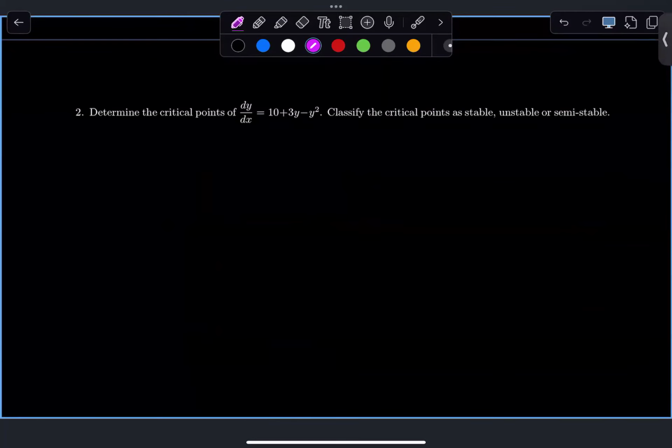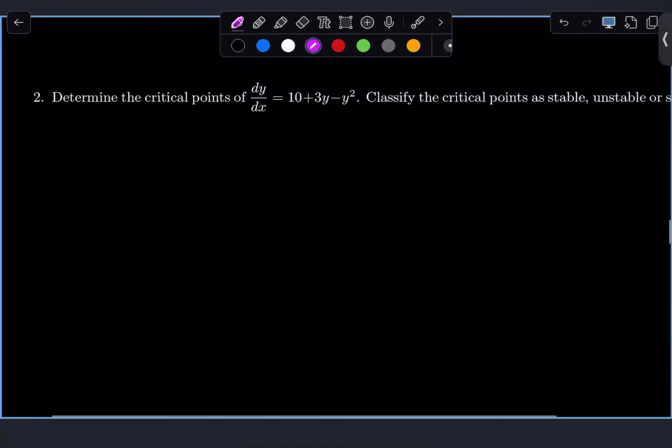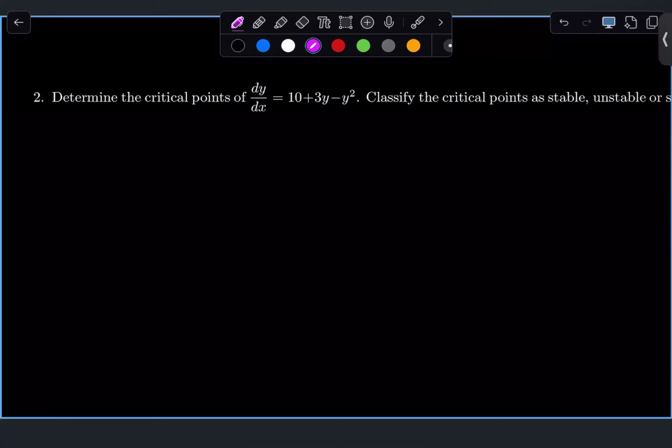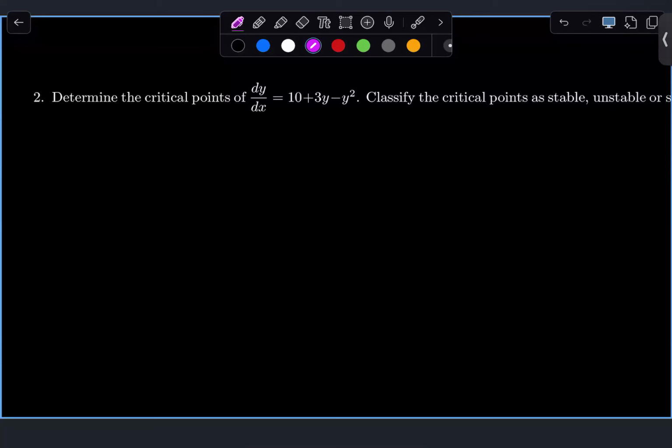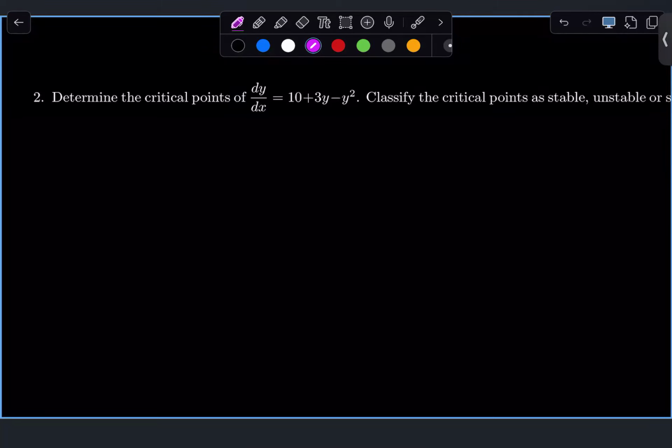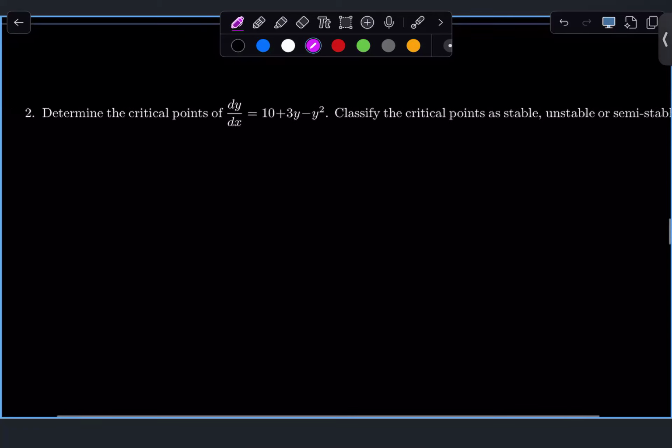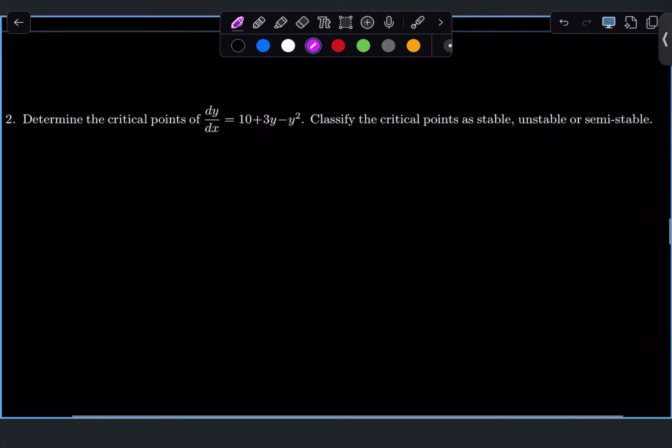The second problem is critical points. You have this differential equation. The slope is equal to 10 plus 3y minus y squared. First, find the critical points, then classify them. Are they stable, unstable, or semi-stable?